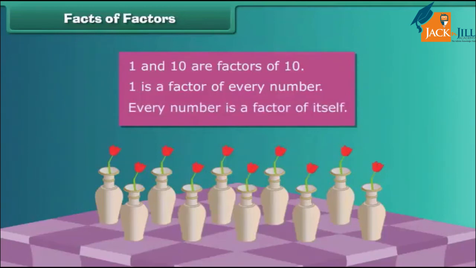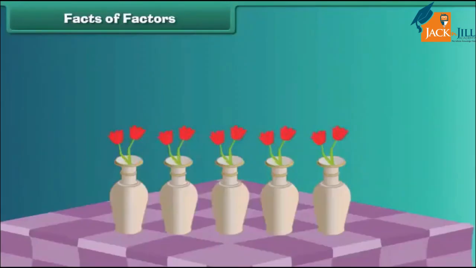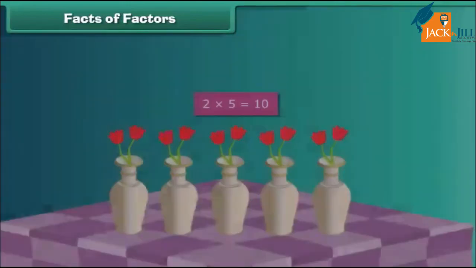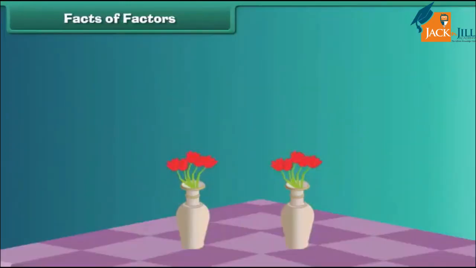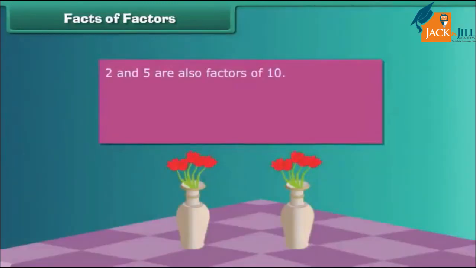Prerna's mother tries out another arrangement. She places the roses 2 each in 5 vases. We can express this arrangement as 2 multiplied by 5 is equal to 10. Prerna's mother tries out one more arrangement. She places 5 roses each in 2 vases. We can express this arrangement as 5 multiplied by 2, that is equal to 10. 2 and 5 are also factors of 10.